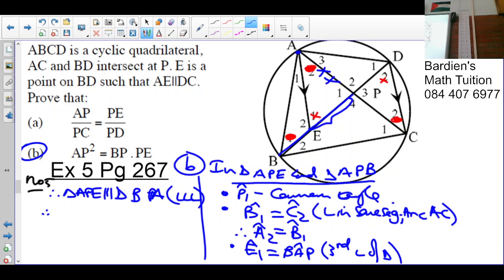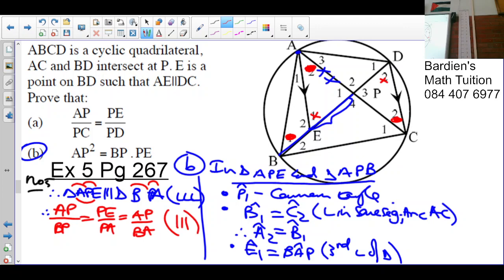So from here, what can we say? We can say that AP over BP is equal to PE over PA equals AP over PA. And your reason here is that triangles are similar. You write the whole reason in there, or you write corresponding sides are in proportion. Whichever one you want to write. So they want to know AP squared, so you must pick up that twice.